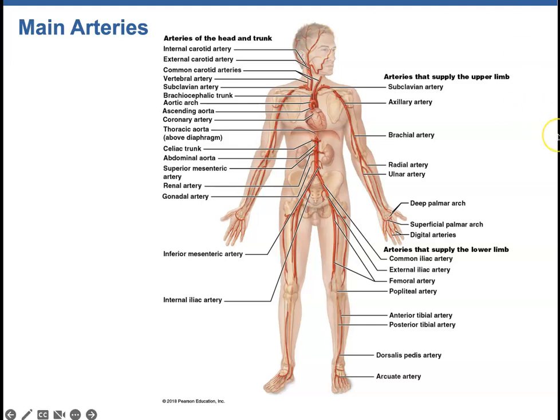What I first wanted to show you here was basically the main subdivisions of what comes off the aorta. So here's your heart, here's your aortic arch, and on the right side here, this is the brachiocephalic trunk that will subdivide into the right common carotid and the right subclavian. In the middle, you have the left common carotid, and then you have the left subclavian.